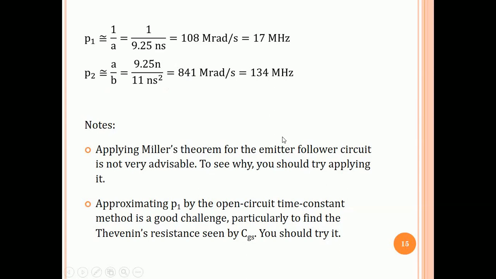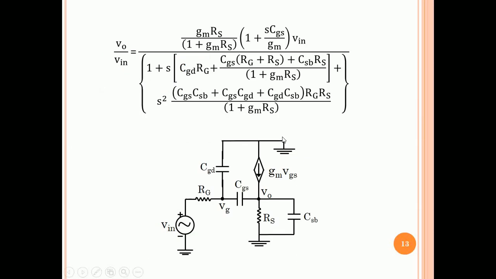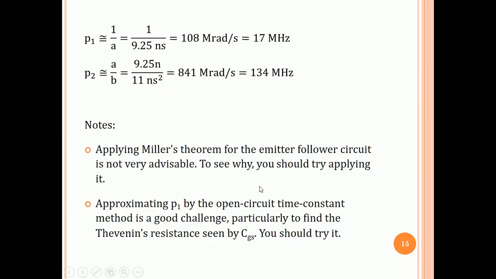So where do we apply Miller's theorem? In any case, to CGS, right? Miller's theorem is applied to any capacitance connected between two nodes across which there is a voltage gain, a VO over VG. There is no gain here nonetheless. Actually, because there is no gain is why it is a little unadvisable to apply Miller's theorem. But just for the heck of it, you should apply it to learn what it is like. It works, as I said, but it's tricky.